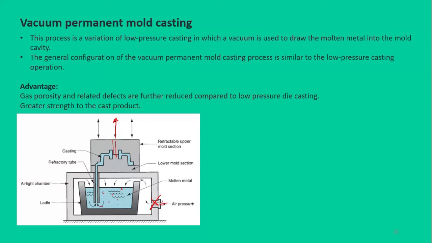So these were the types of the gravity die casting or the basic permanent mold casting. So the next branch of the permanent mold casting is the pressure die casting.